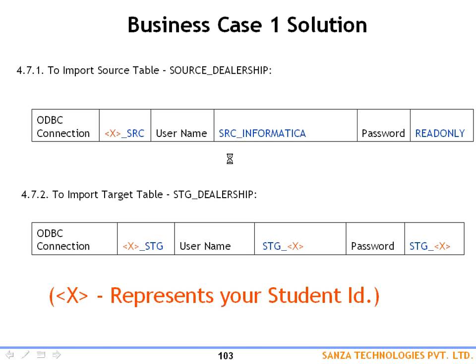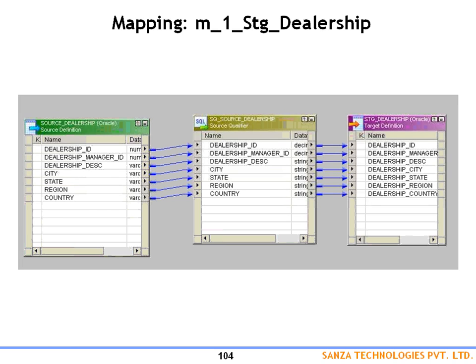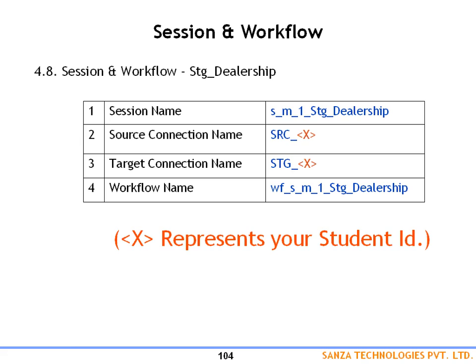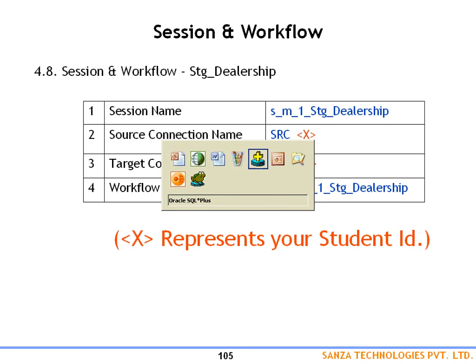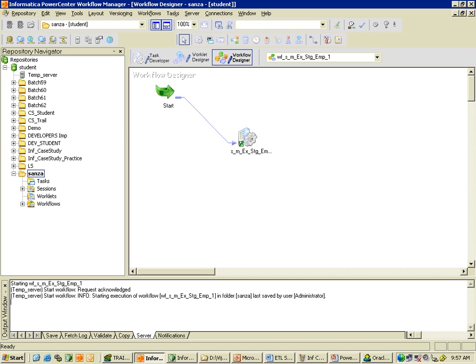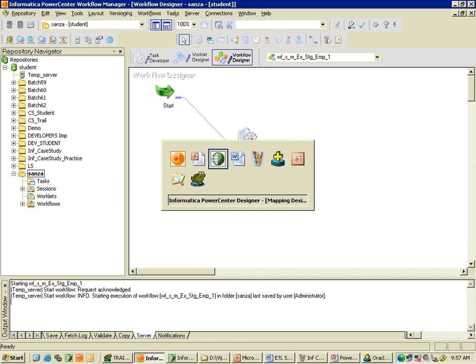So this is the purpose of your source qualifier transformation. So already you have written 4.7.1, that is to import the source table and to import the target table, the STG dealership. So this is your mapping, the first mapping after that example in the case study you have built. Now to execute this, what do we do? To execute a mapping after you have created it, you have to go to the session properties in the workflow manager.